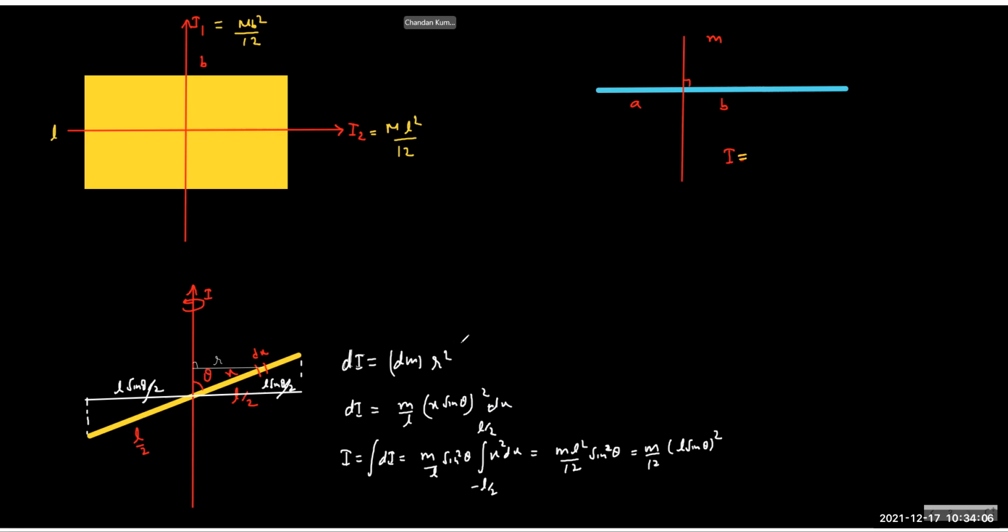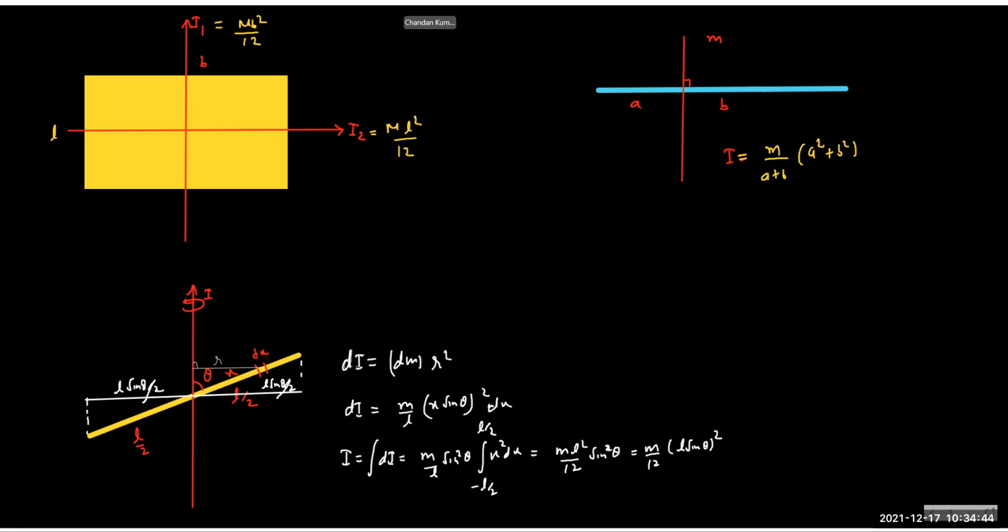Sir, M by L A square plus M by L B square. There is no L here. Where do you see L? Then I replace L by A plus B. So M by A plus B, into A square plus B square. So that's the answer.